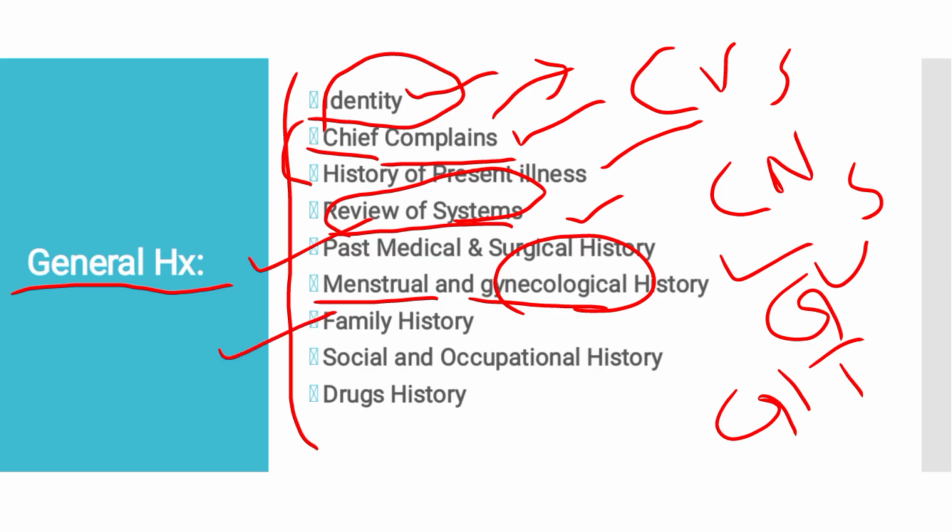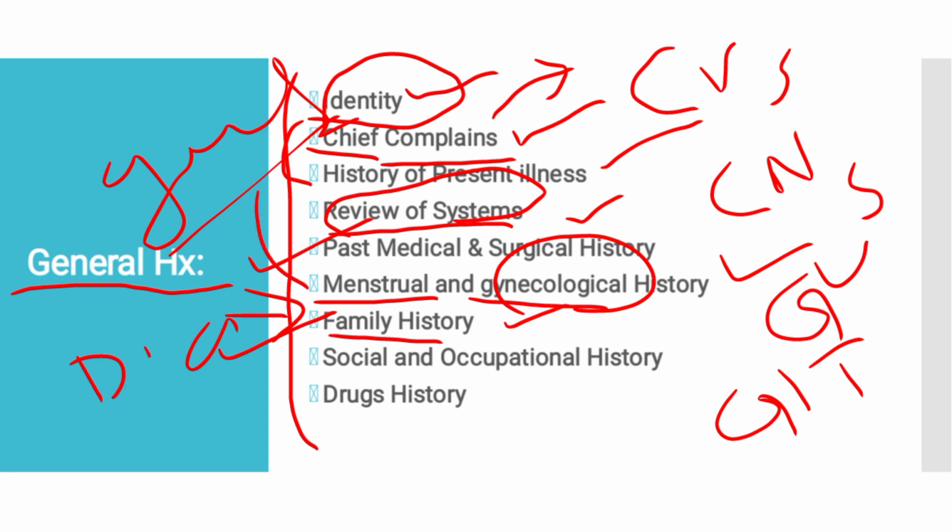Family history. Many diseases travel in the family, so we ask the patient about family history such as diabetes and hypertension. These travel in the family, so we ask for family history. Most diseases come from genetic disorders, so we ask for family history. It's very important.